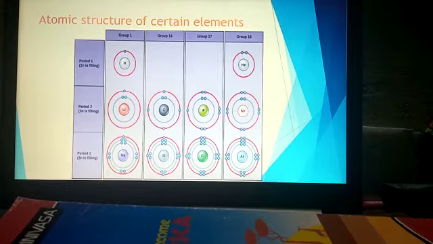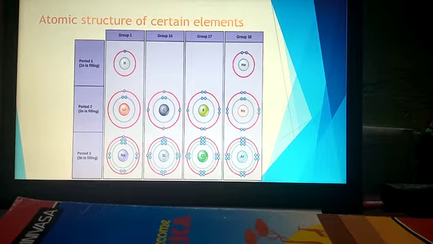And then comes carbon. The atomic number of carbon is 6. So 2 electrons in the first shell and 4 in the second shell. Then comes fluorine. Fluorine has 9 electrons. It is the ninth element. So 2 electrons in the first shell and 7 electrons in the second shell. The neon, this is also an inert gas element which has the atomic number 10. So 2 in the first shell and 8 completely filled in the second shell. So here we have neon, the inert gas element whose outermost shell has 8 electrons.